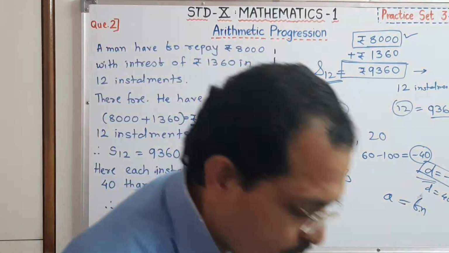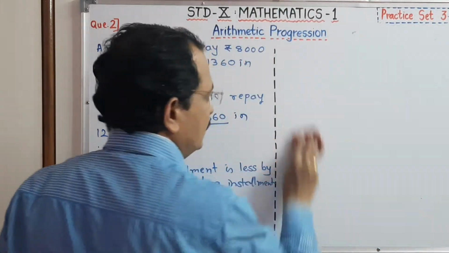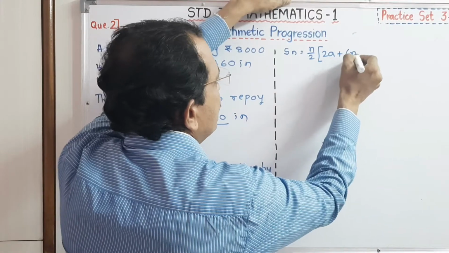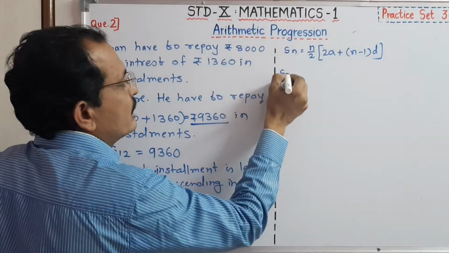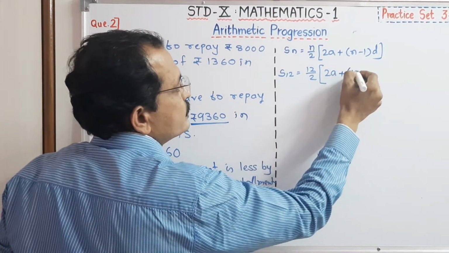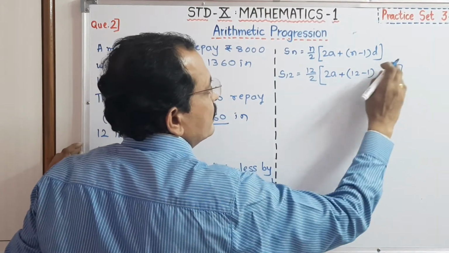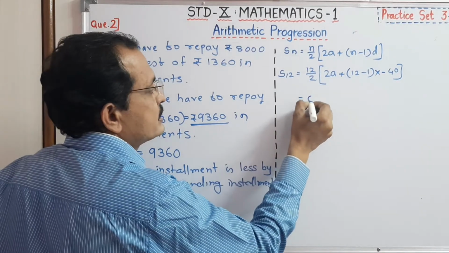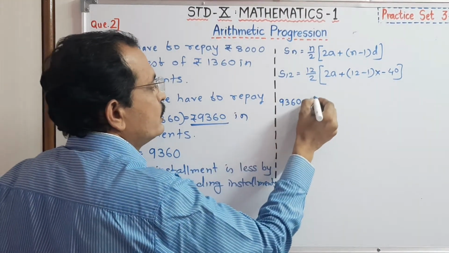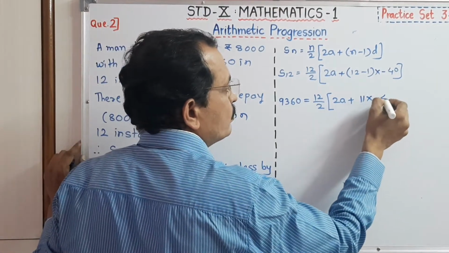Now dear student, see here, we know the Sn, therefore we have to use the formula for Sn. Sn is equal to n upon 2 into 2a plus n minus 1 into d. S12 is equal to 12 upon 2 into 2a, we have to find out the value of a, plus 12 minus 1 into d, d is minus 40. We know S12, it is given: 9360 is equal to 12 upon 2 into 2a plus 12 minus 1, it is 11 into minus 40.